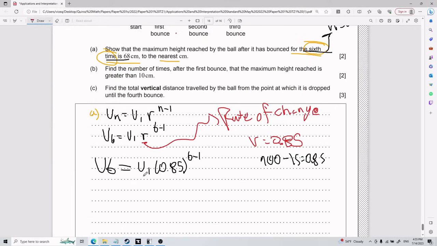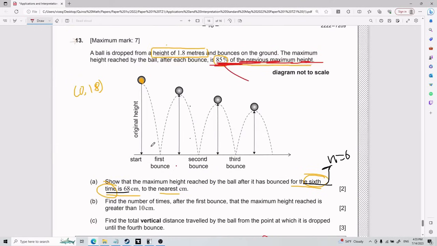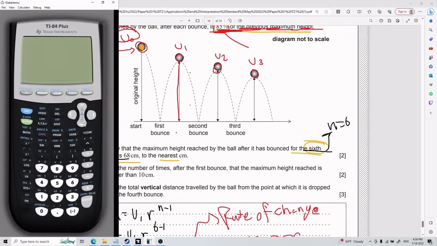And last but not least, I need to find what u1 is. This here technically would be sort of like my u0. After the first bounce, I'm going to have my u1, then my u2, then my u3. So how can I find u1? Well, u1 is simply going to be applying this 85% once. To what do I apply it? To u0, at a height of 1.8. So I'm going to take this 1.8 and apply the rate of change only once.